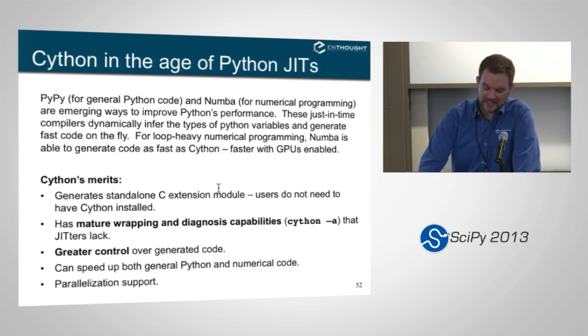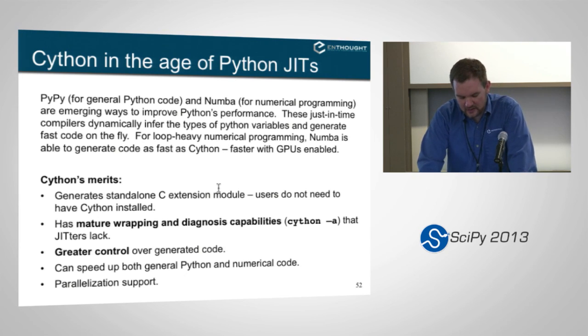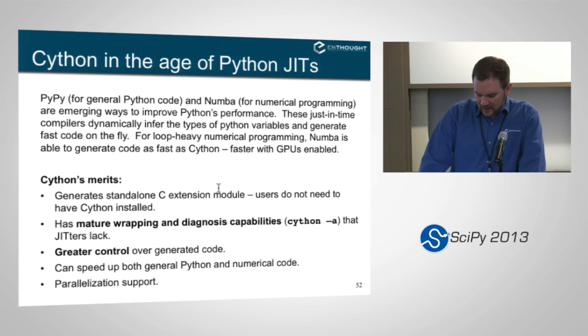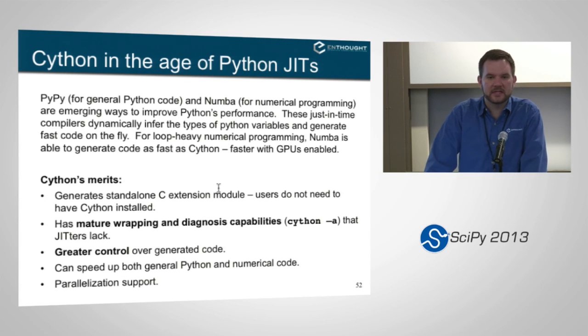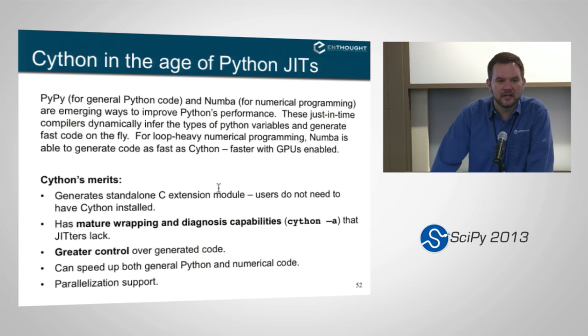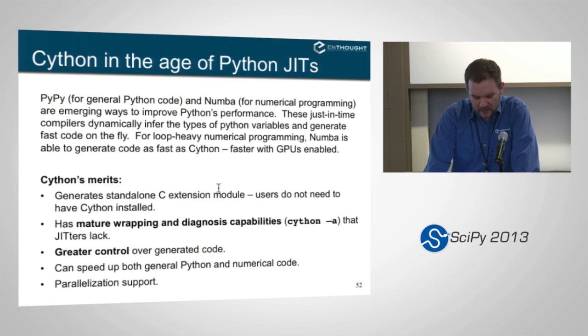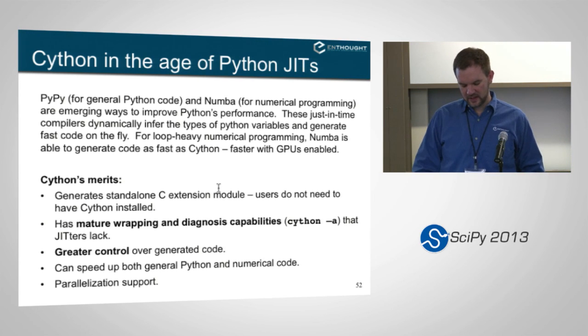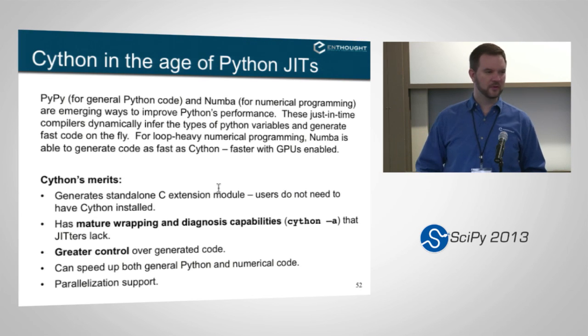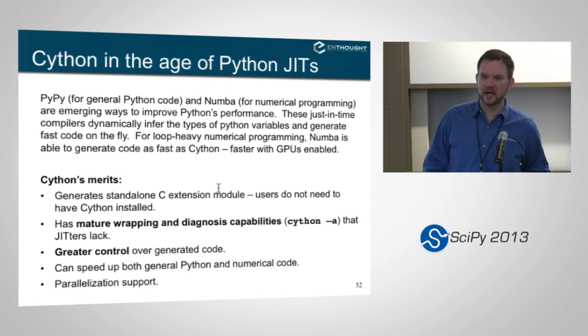Cython has a lot of mature wrapping and diagnosis capabilities, like cython -a, that JIT compilers lack. Cython gives you a tremendous amount of control while being very flexible and high level at the same time, which is really nice. That's one reason I really like it and why I imagine it'll be around for a long, long time. Cython can speed up both general Python that's not specifically NumPy stuff and also numeric code at the same time. So it kind of has its foot in both camps. And also Cython gives you this very easy way to pull in parallelization support using prange. I didn't get to cover that, but it's not hard at all.